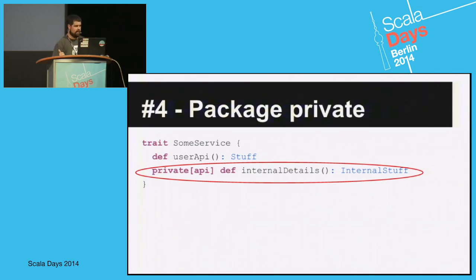Because it's package private, I can call it. It's part of the API, but my users can't unless they put their software into my package. How many of you guys feel like that's evil? Good. That's the whole point, right? But you can still do it.